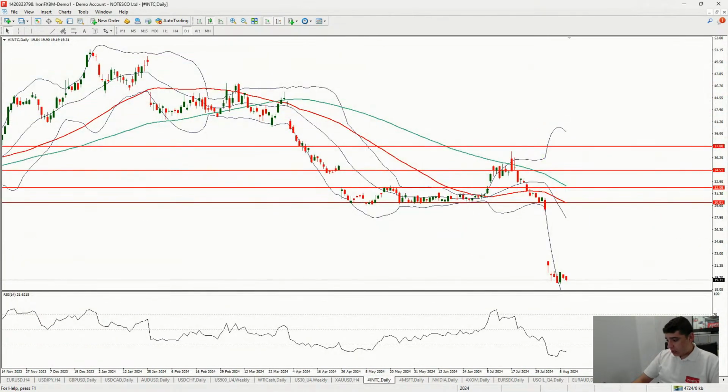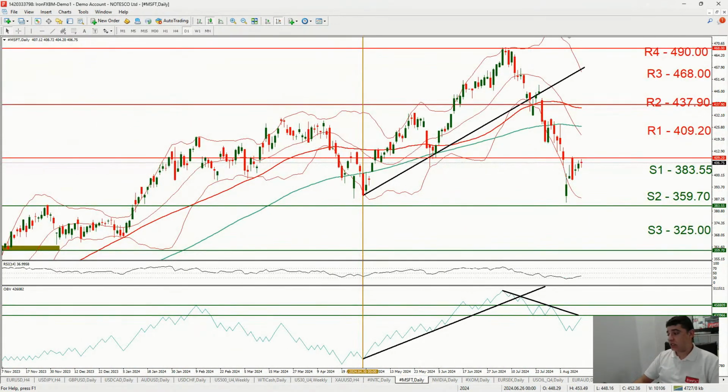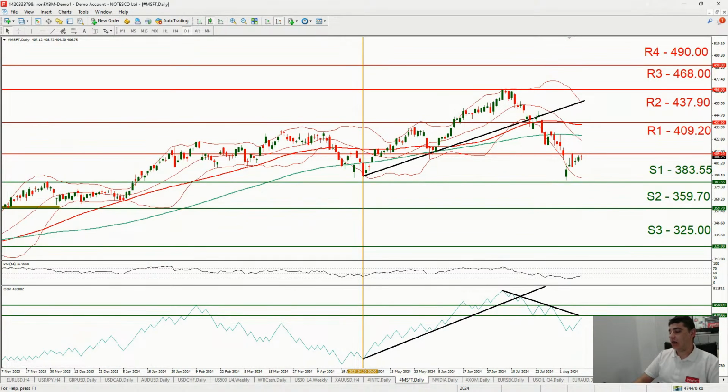So we've done that. I would like to look at Microsoft. So this is a stock that we looked at together last week. It's bounced off S1. It is reaching and finding resistance at R1, 409.20. I would like you to look at the bottom of your screen.